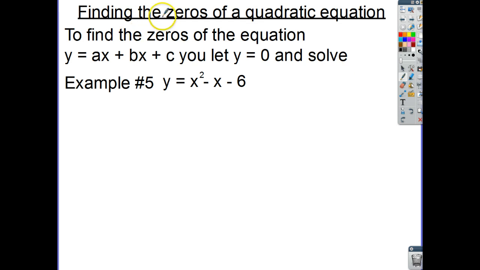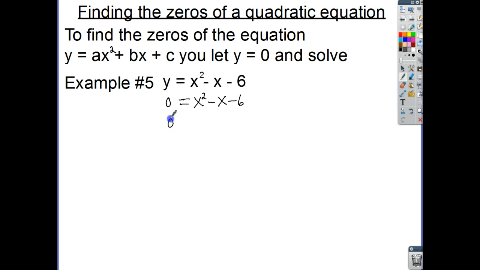All right, now here's where we're going to deal with finding the zeros of a quadratic equation. To find the zeros of a quadratic equation like y equals ax squared plus bx plus c, you let y equal 0. Finding the zeros, y becomes 0, and then basically after that you just solve it. So if they ask me to find the zeros, they're asking me to find the solutions to the equation when y would equal 0. So we put in a 0, and then it's just like these other problems that we've worked. It's just a difference in semantics, how they're asking you to do this.